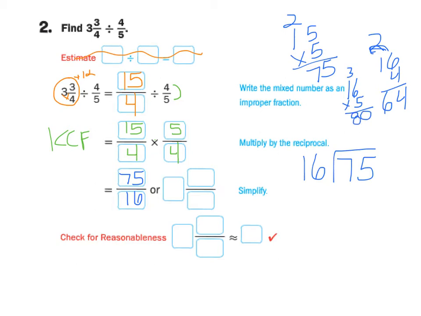That's too big. So I'm going to go ahead and take out 4 groups. 4 times 16 was 64. Subtract, and I get remainder 11, which is less than 16. So I'm going to take out 4 whole groups. My remainder 11 goes over the denominator 16, my divisor.